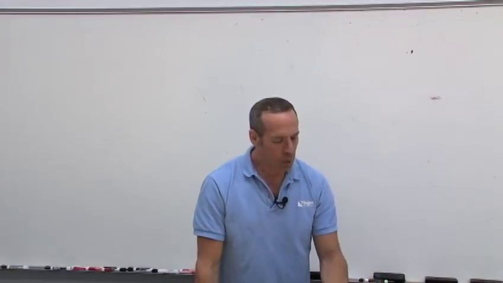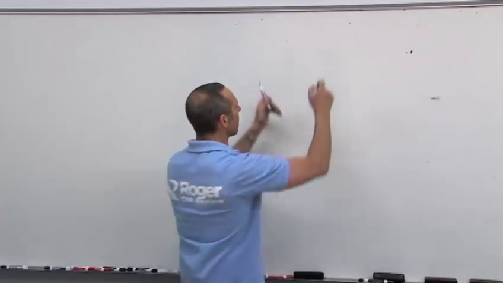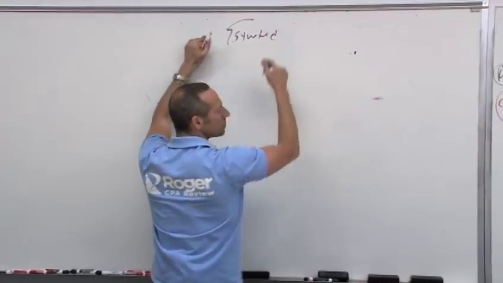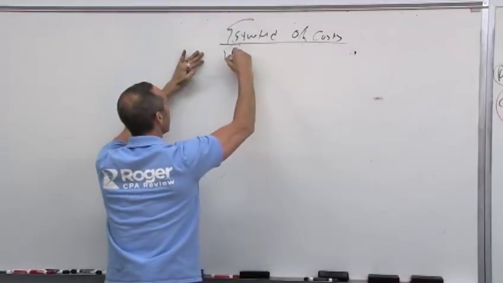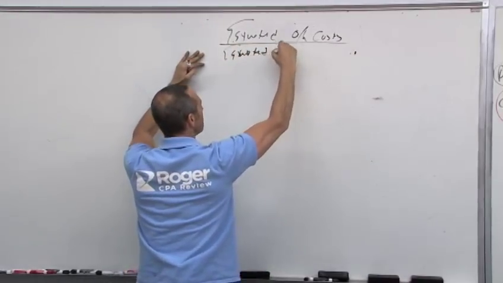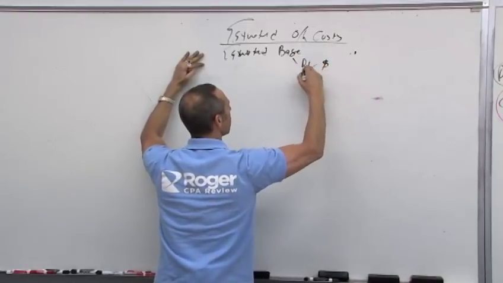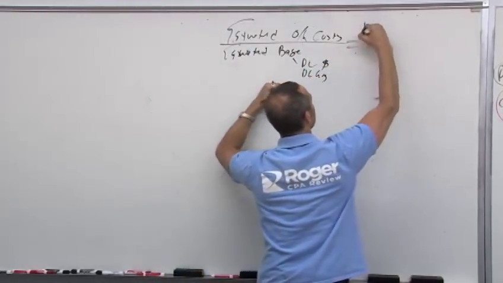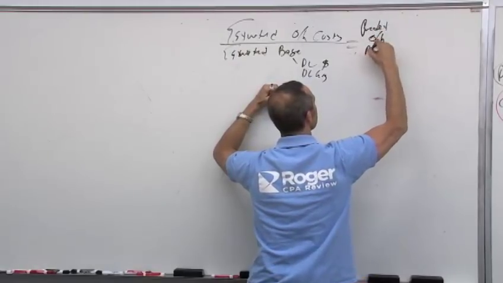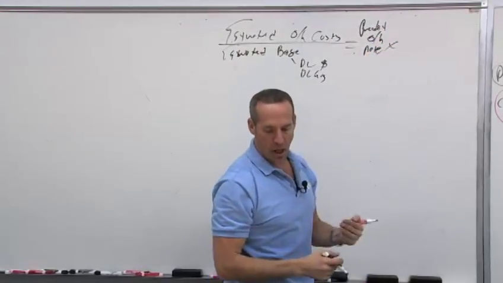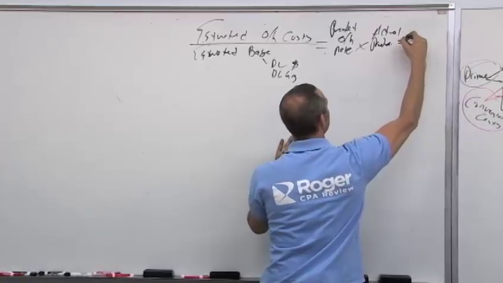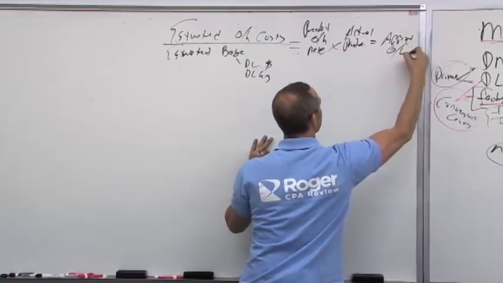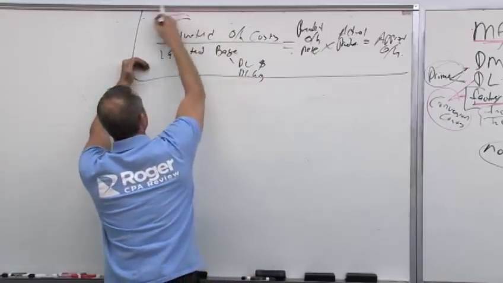All right. Now, with our predetermined overhead rate, what we're going to do is come up with a basic rate. And we're doing this at the beginning of the month, beginning of the year. We're going to have our estimated overhead costs, divided by our estimated base. And the base could be direct labor dollars, direct labor hours. That equals our predetermined overhead rate. We will multiply that times our actual production. That equals our applied overhead. One more time. We take estimated over estimated.